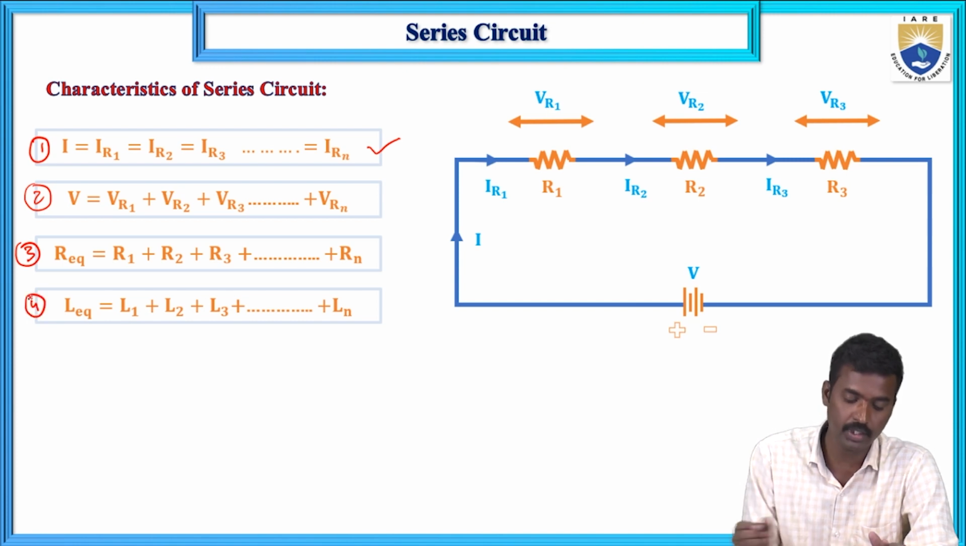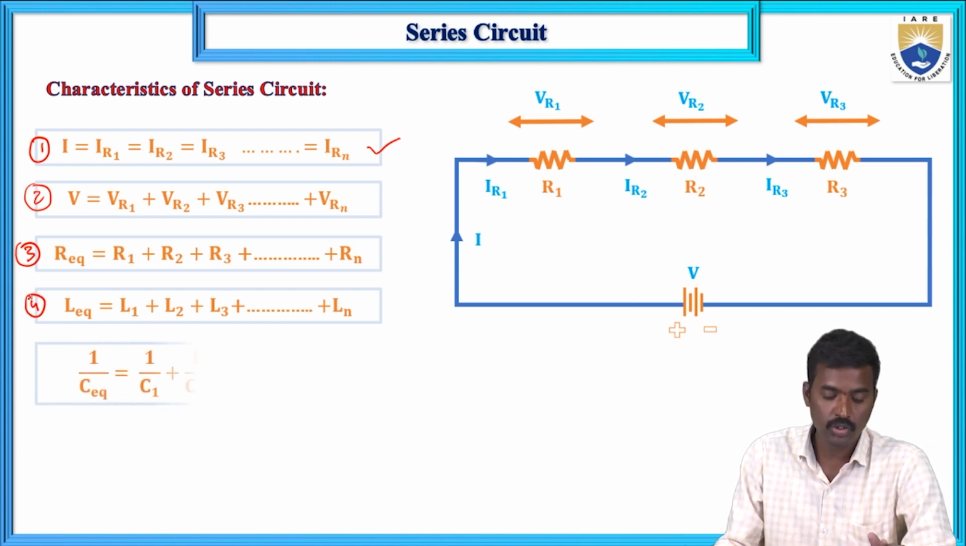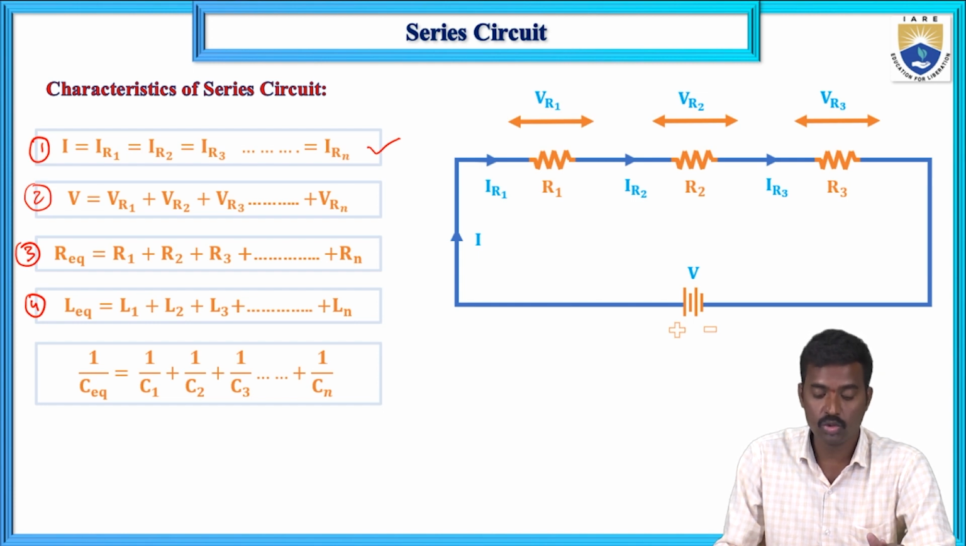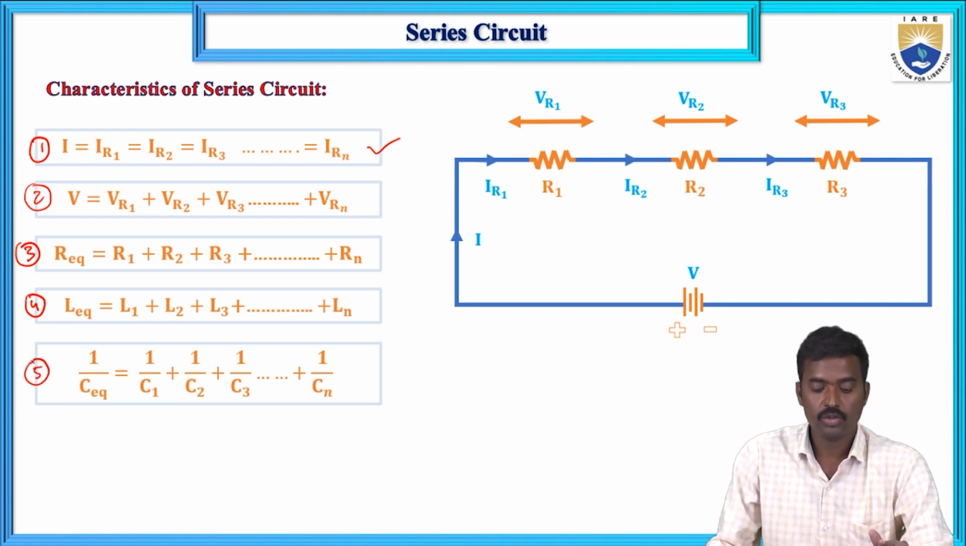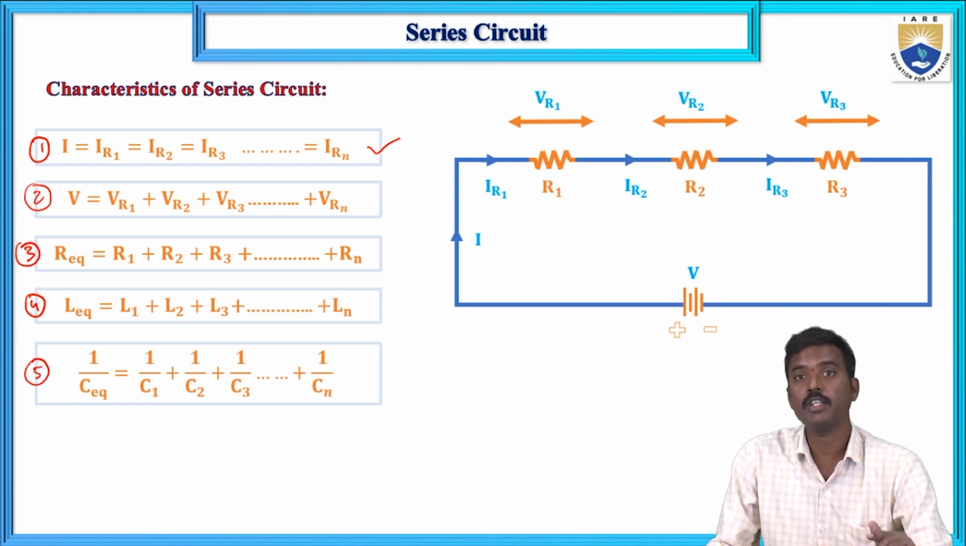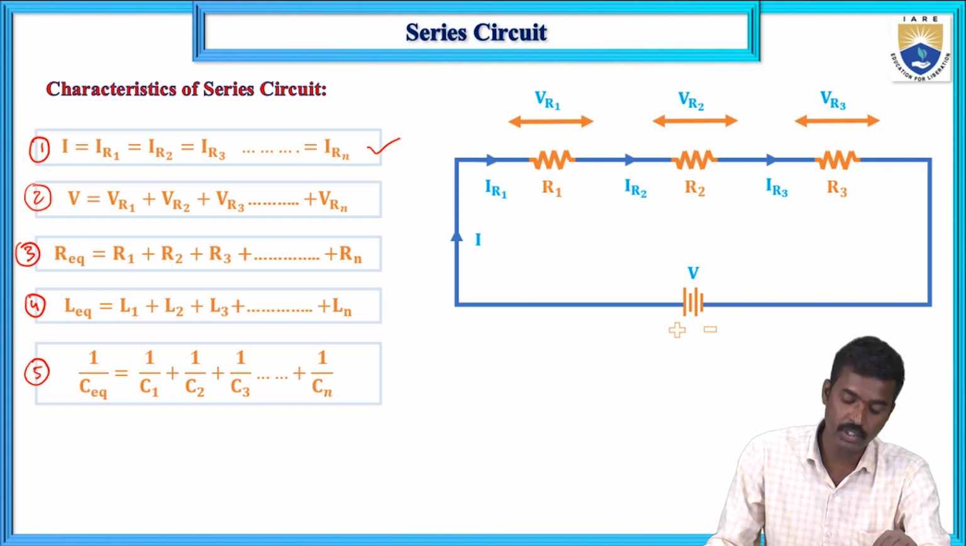This is the fourth property. And the fifth property is that the reciprocal of equivalent capacitance equals the sum of the reciprocals of the individual capacitances. This one is the fifth property. So 1 by C equivalent equals 1 by C1 plus 1 by C2 plus 1 by C3 till 1 by Cn.